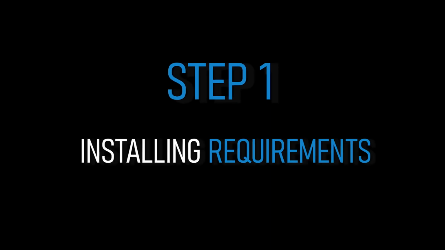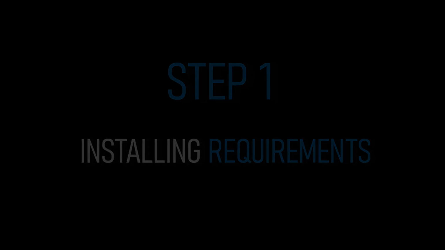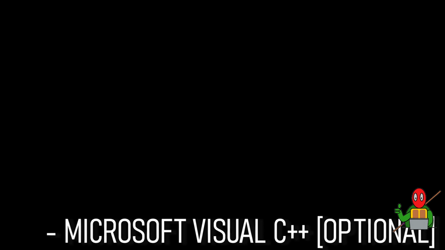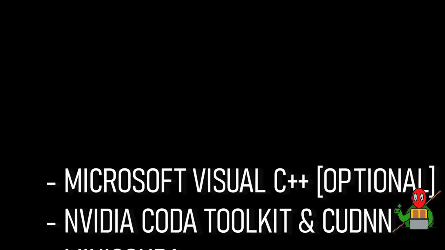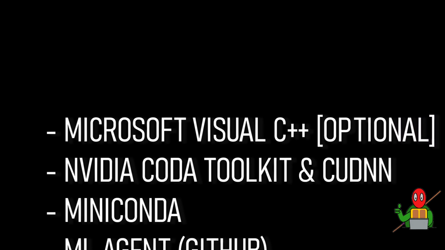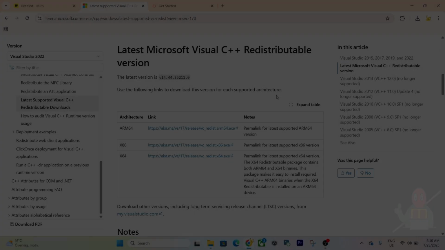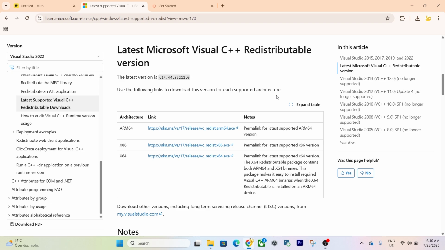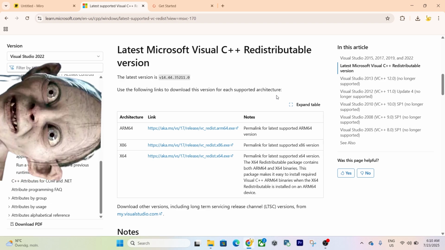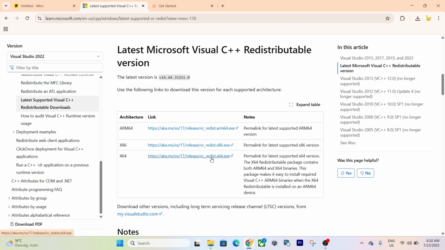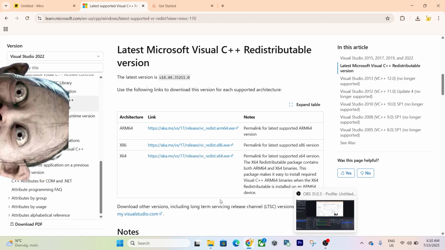Step 1. Install the requirements. So first, we'll need to install a few things: Microsoft Visual C++ Redistributable (optional), NVIDIA CUDA Toolkit, Miniconda, and ML Agents. Let's start with the Microsoft Visual C++ Redistributable. You can find the link in the description. Just download and install it. It's a simple process.